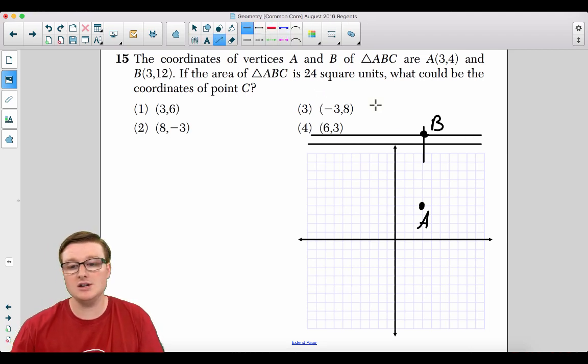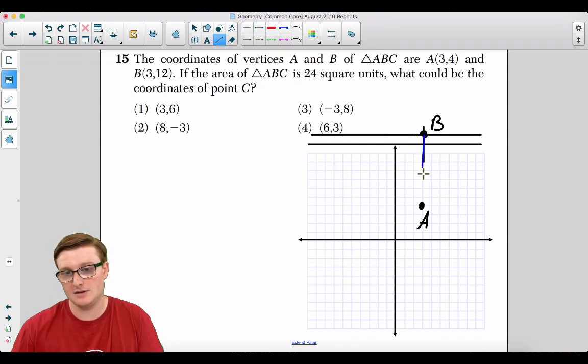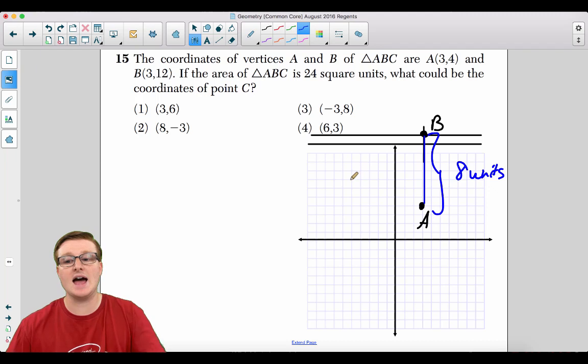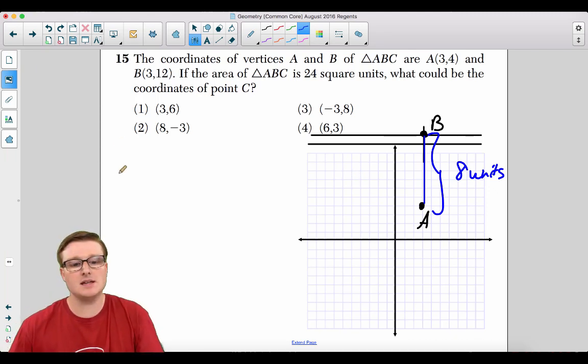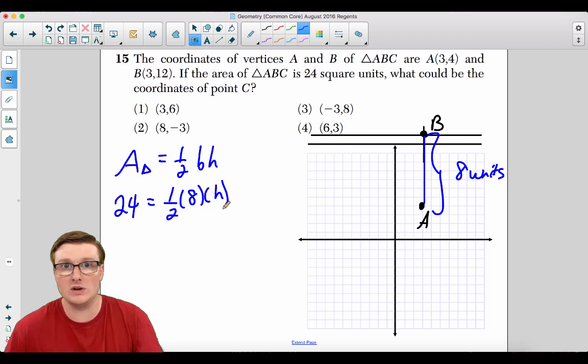Okay, so we already know that this line is the base of the triangle, which is equivalent to 1, 2, 3, 4, 5, 6, 7, 8 units. We need to create a height of the triangle that has 6 units, because the area formula of a triangle is 1/2 base times height. If they tell you that the area is 24, and that's equal to 1/2, and we know that the base is 8 times the height, we don't know what the height is.